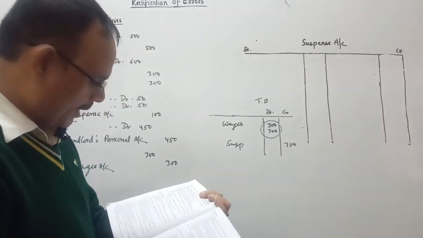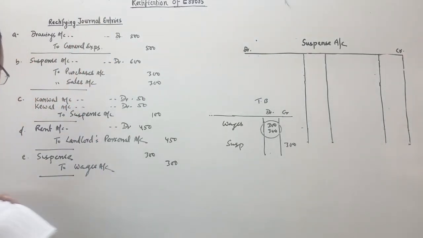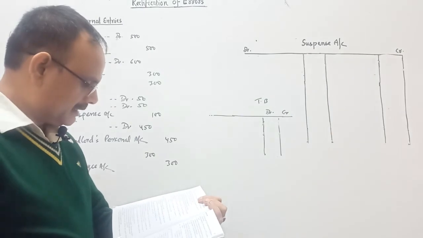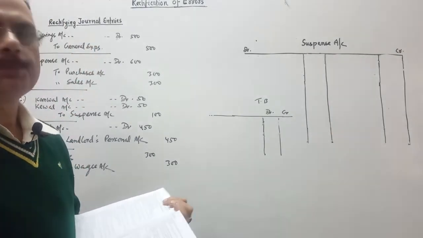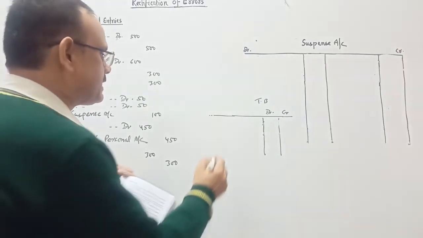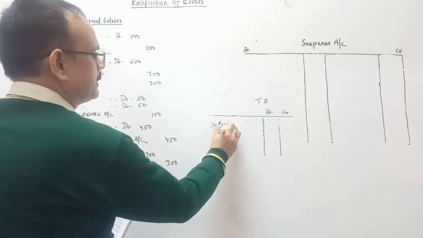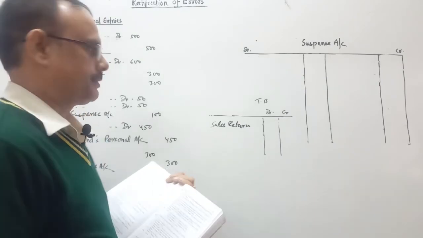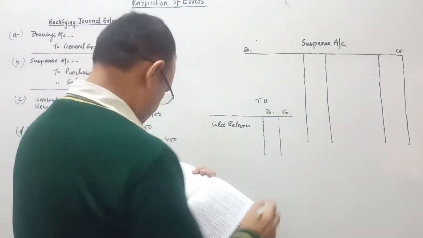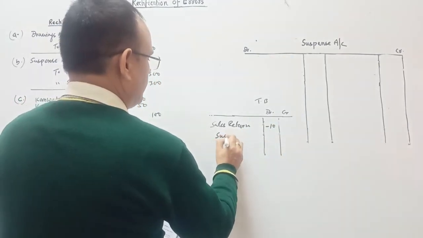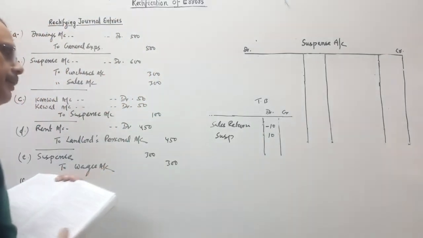Now coming to point number F. Sales return book was undercast by rupees 10. The sales return book total is transferred to the sales return account. You know the balance of sales return? Sales return has a debit balance. So the sales return book was undercast, so 10 rupees less in the debit side. So the suspense account will be in the debit side with rupees 10.